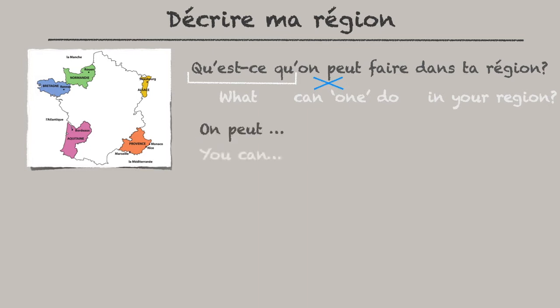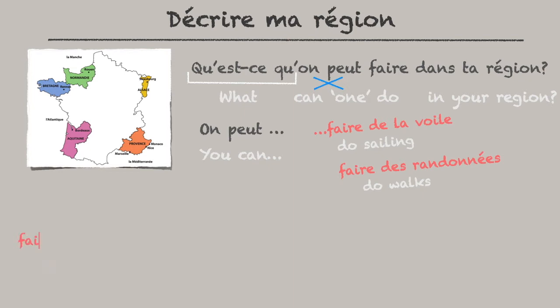On peut. One can. And then we're going to have lots of different activities. On peut faire de la voile. You can do sailing. How about walks or hiking? Can you remember the word for to go hiking, to go for walks? On peut faire des randonnées. You can literally do walks.